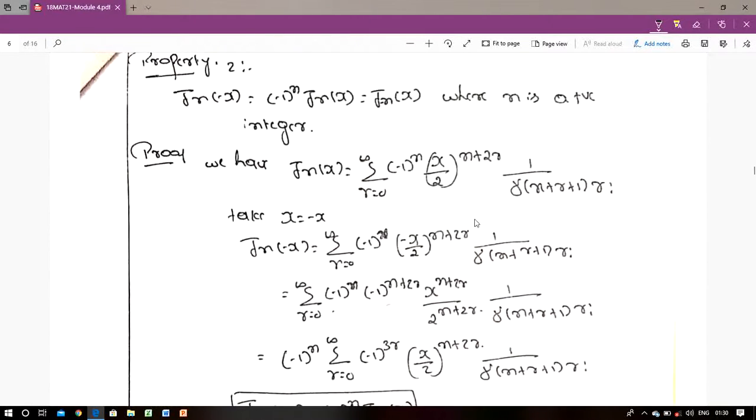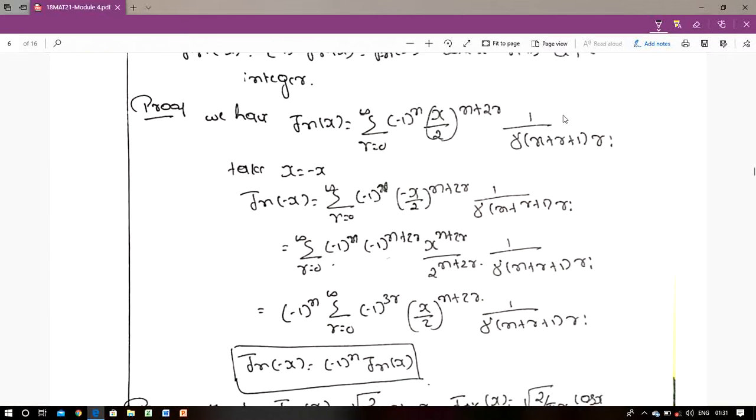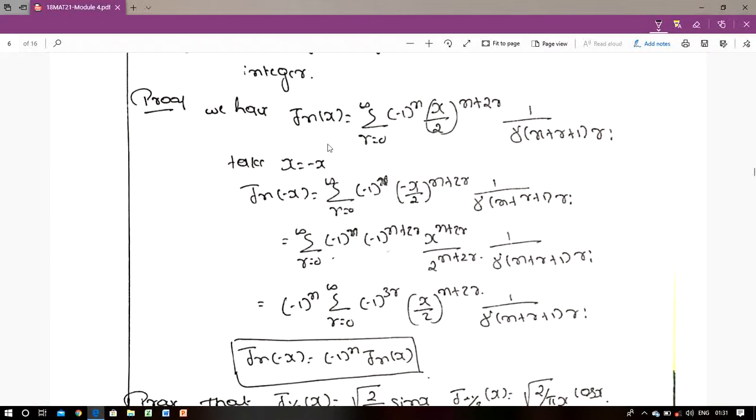Second property: Jn of minus x is equal to (minus 1) to the power of n into Jn of x, where n is a positive integer. Again, here also we take the Bessel function. The Bessel function is Jn of x equal to summation r equal to 0 to infinity of (minus 1) to the power of r (x by 2) whole to the power of n plus 2r into 1 by gamma of n plus r plus 1 into r factorial.